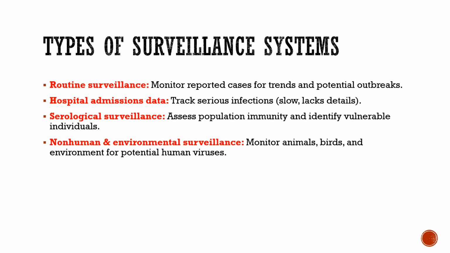Types of surveillance systems. Surveillance of outbreaks can be revealing and important to allow public health measures. Routine surveillance helps to monitor reported cases for trends and potential outbreaks. For example, in one incident, routine surveillance revealed 2 cases of hepatitis B associated with one tattooist. Inspection of notification data on hepatitis revealed 33 cases in all associated with the tattooist.